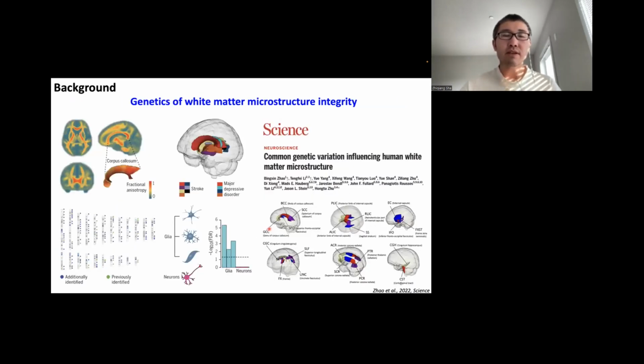Previous GWAS analyses have identified 100 genetic loci associated with different aspects of white matter microstructure. Significant genetic correlations have also been observed between these microstructure metrics and brain disorders such as stroke, major depressive disorder, and glioma. However, the genetic architecture of white matter connectivity and its association with brain disorders are still unknown.